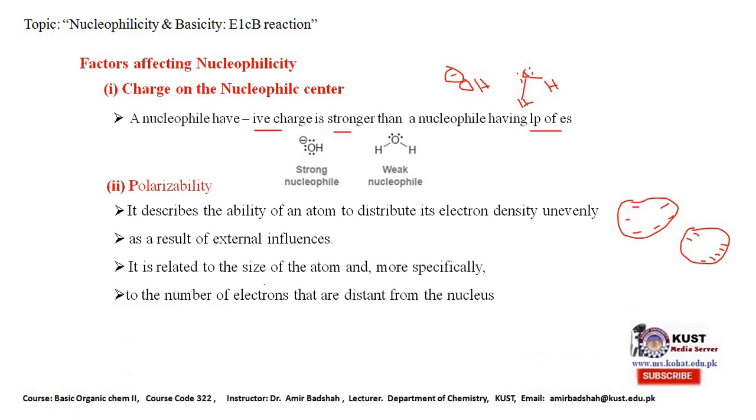Polarizability depends upon the size of the atom. More specifically, when the size of the atom is larger, then the polarizability will be more. If the size of the atom is small, then the polarizability will be less. It depends especially upon the size, and along with the size, upon the number of electrons and how far away they are from the nucleus. The more the electrons are away from the nucleus, the higher the polarizability will be.